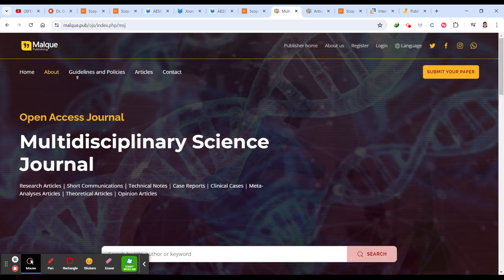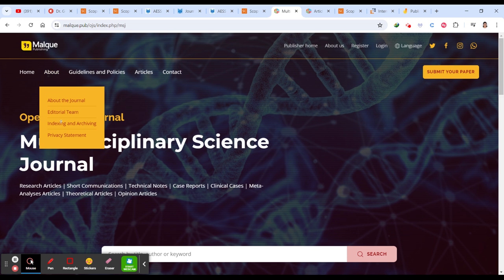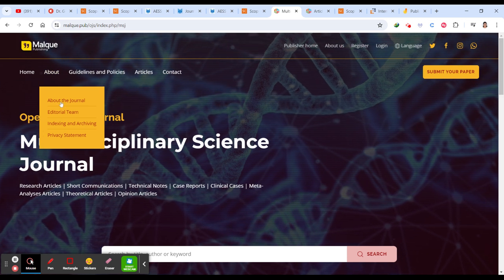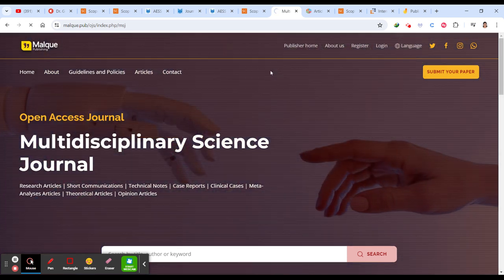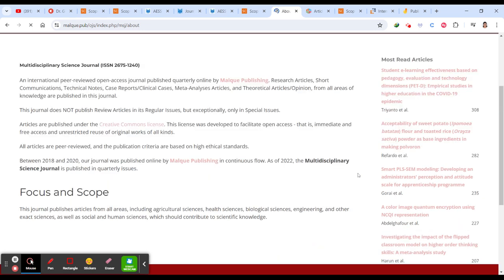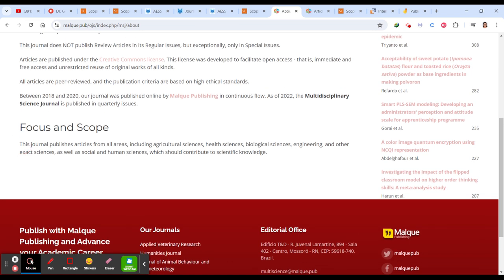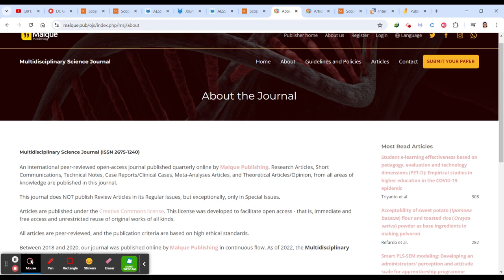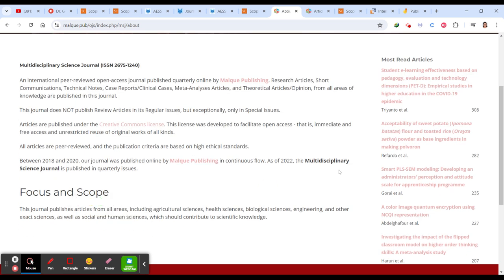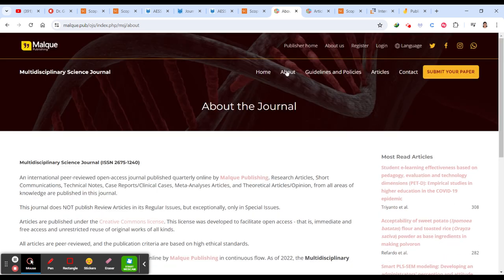Let us go and find the scope. So about the journal, just click on the about journal to see more about it. What are the domains they are concentrating on? Focus in the scope, you can see, including agriculture science, health science, biological science, engineering, and other exact sciences, as well as the social and human science. So social science and human science they are also focusing on. And this is multidisciplinary, as we know.